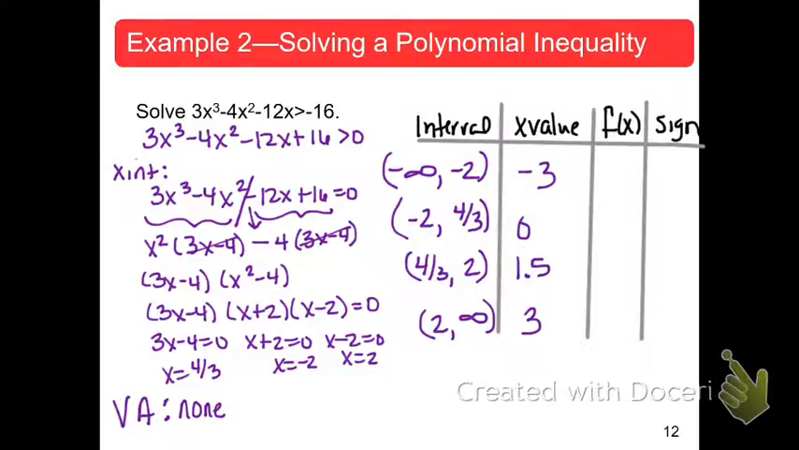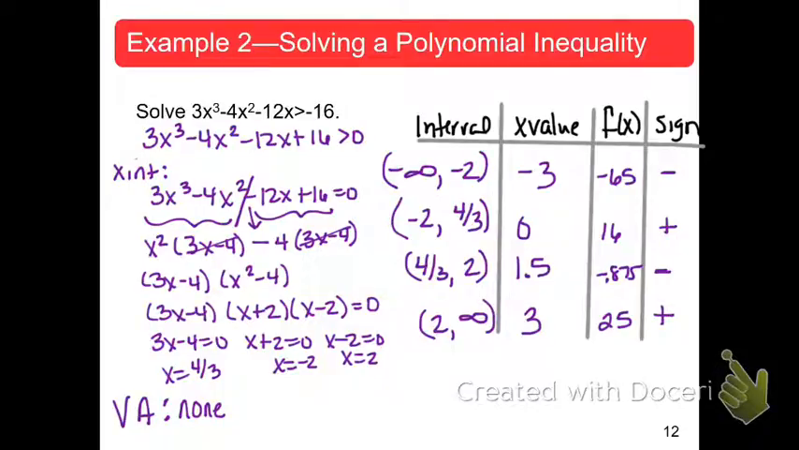So I plug those into my f of x function, and I get negative 65. We got 16, negative 0.875, which you could use a fraction there if you prefer, and we got 25. So I've got a negative, then a positive, then a negative, and a positive.